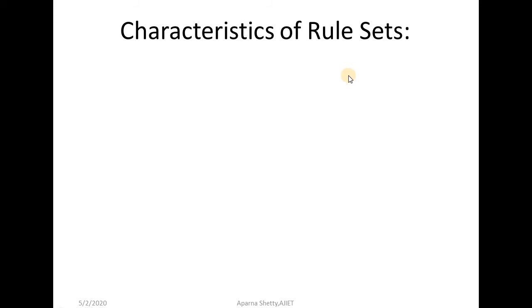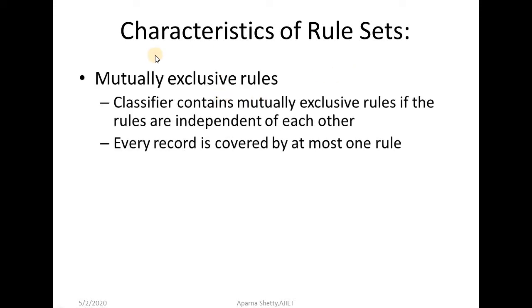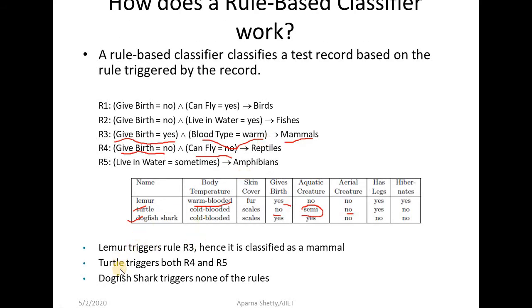Characteristics of rule sets. First characteristic is mutually exclusive rules. A classifier contains mutually exclusive rules if the rules are independent of each other. That is, every record is covered by at most one rule. In the previous slide, turtle triggers two rules. So this rule set does not satisfy the mutually exclusive property because a given record is triggered by two rules.